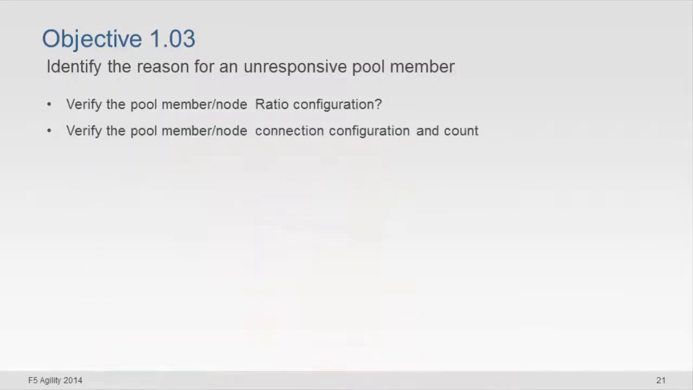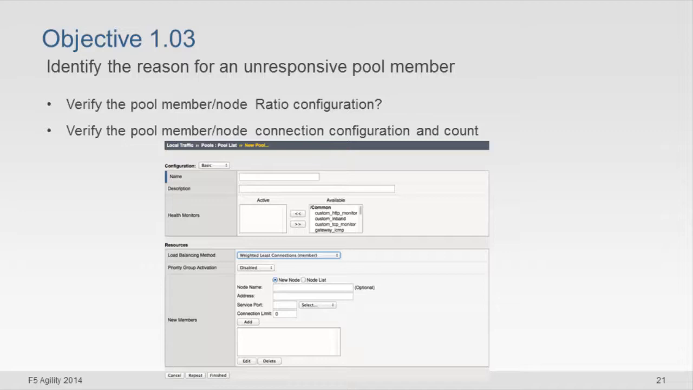Another value they want us to be able to recognize is the connection limits on a pool member. So if I go into my pool list and I've chosen now weighted least connections, notice that now that ratio field is not being shown, but the connection limit field is being shown. So now I can put in that connection limit of 100 or 200 or 1,000 or whatever I feel like the correct value is here and add that as I add each member into the pool.